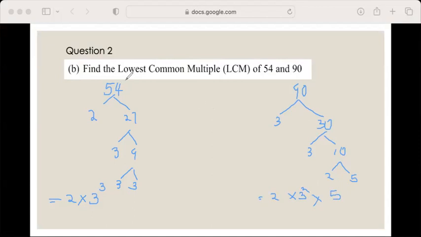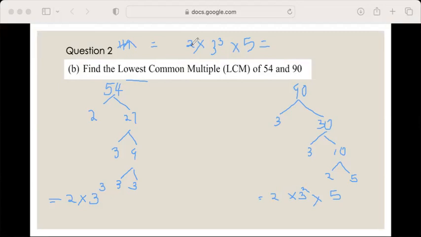So we know for lowest common multiple, we need to take the highest of the factors. So what are the highest of the factors? Highest of 2 is just 2, because both numbers have just 2. Highest of 3 is here 3 squared, here 3 cubed, so 3 cubed. And highest of 5 is here no 5, but here just one 5, so highest of 5 is 5. So that is the lowest common multiple.